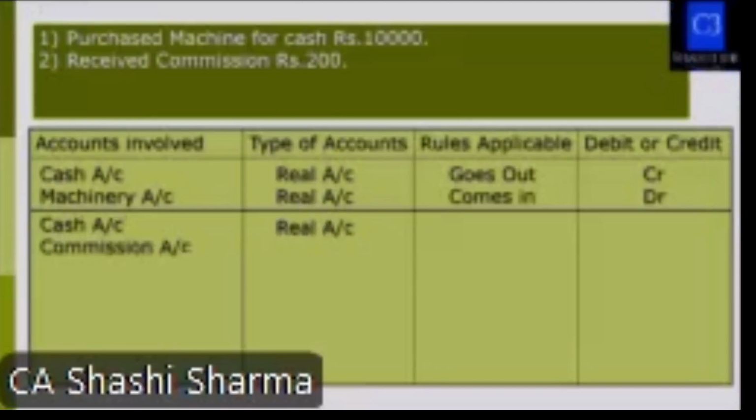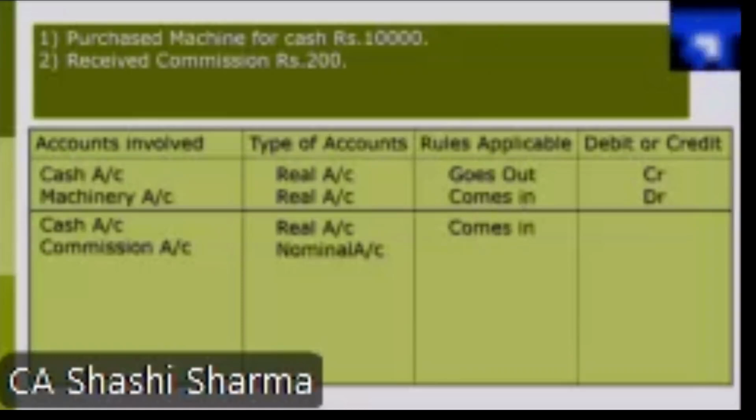Cash account is a real account, but commission account is a nominal account. And what about the rules? Look at the transaction. Real account has two rules: debit what comes in, credit what goes out. In this case, the cash account, this cash is coming into our business. In the previous transaction, cash was going out. But in the second transaction, cash is coming into our business.